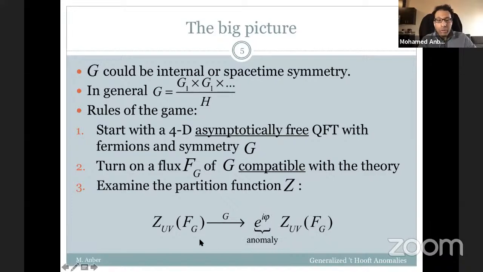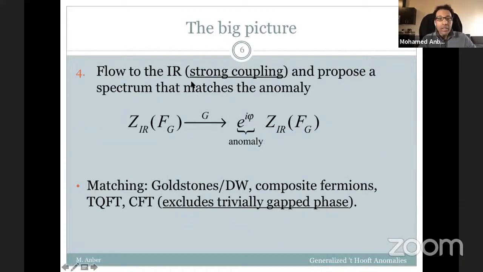I can do this computation in the UV. Then I can flow to the IR, and here I will assume that my theory gets strongly coupled. And of course, I cannot solve it. However, I can propose a spectrum that matches the anomaly of the UV. So this phase has to be exactly matched between the UV and the IR. Now, how does the matching happen? The matching actually can happen due to Goldstones or domain walls.